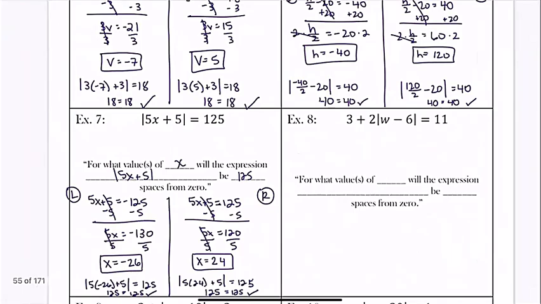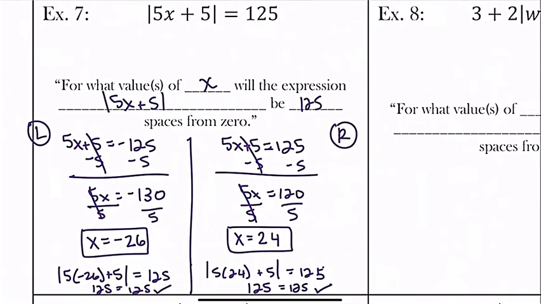And then here, for number 7, the answer was -26 and +24. Same thing there, just a reminder, we're undoing what's already happening. We were adding a 5, so we inversely subtracted a 5. And then we were multiplying by a 5, so we divided by a 5.